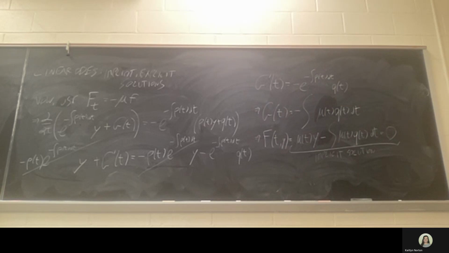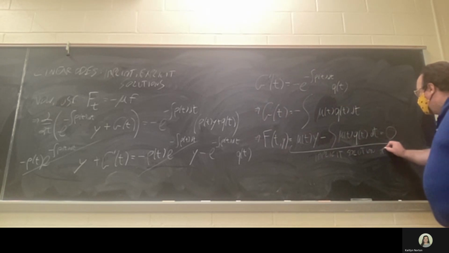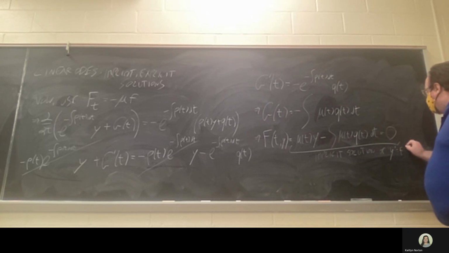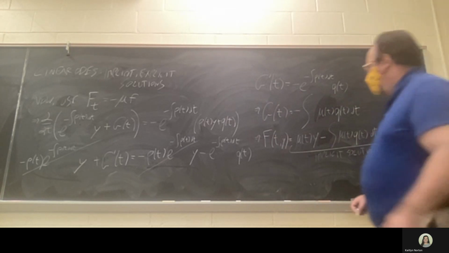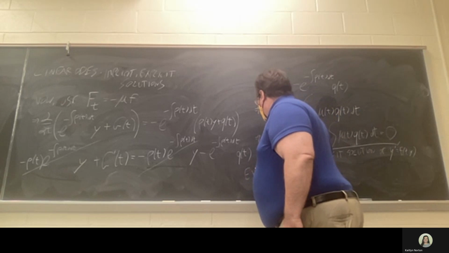Implicit solution for y prime is f of t, y, when f is of this form, for a linear ODE. Now, the thing about implicit solutions is what we really like are explicit solutions. Right, y equals something. We can't always get that, but in this case we can. So our explicit solution.